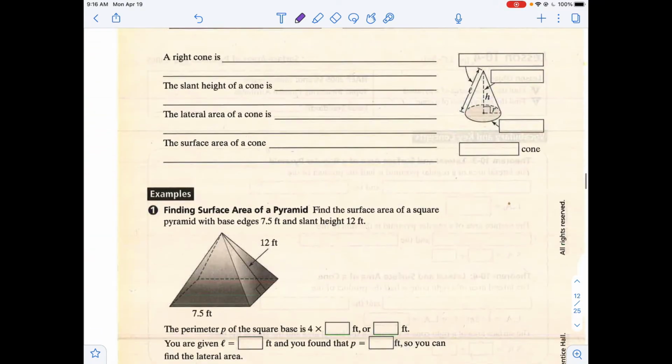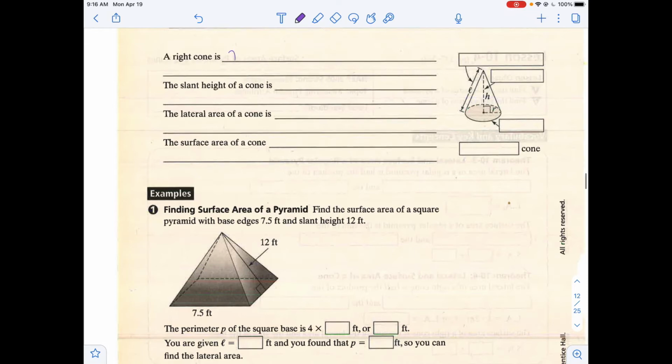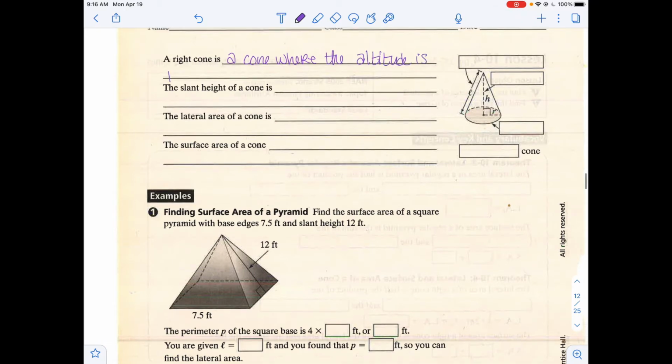Okay. Couple more terms. All right, a right cone is a cone where the altitude is perpendicular from the vertex to the center of the base.